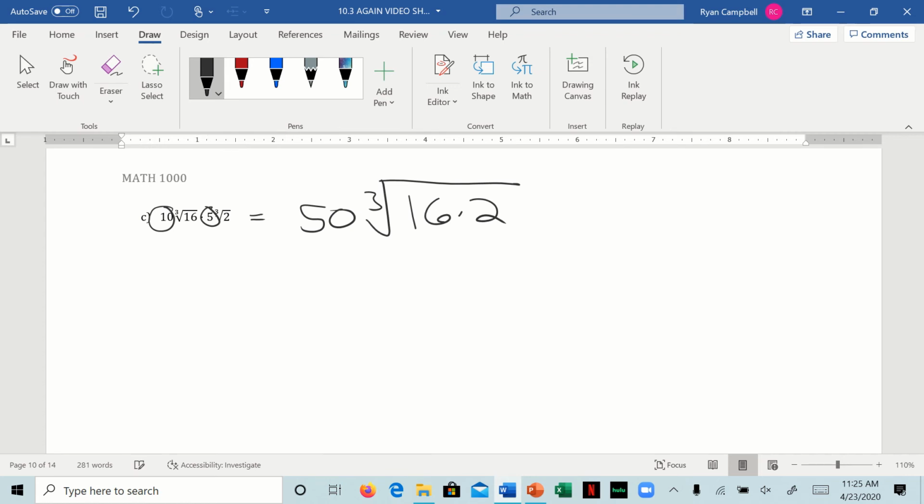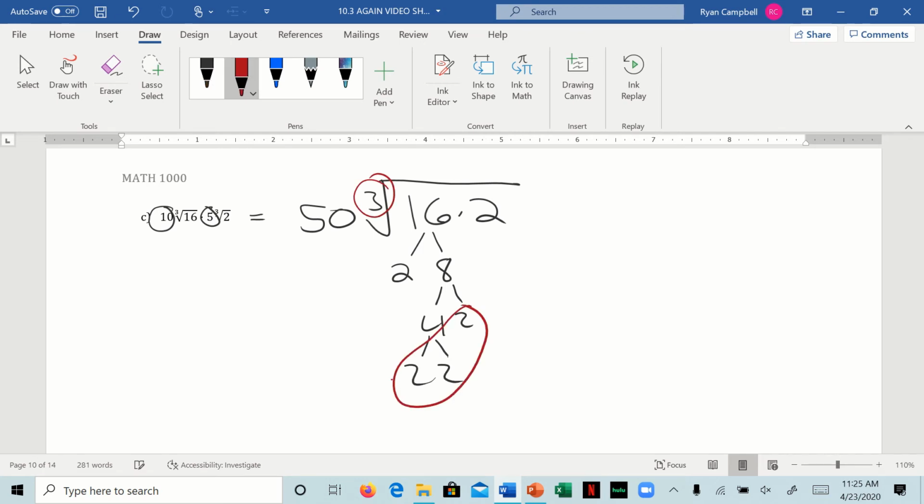So 2, can't simplify that anymore. 16, that can be 2 and 8. 8 is 4 and 2. 4 is 2 and 2. So we need a group of 3. So here's a group of 3. 1, 2 can come out.